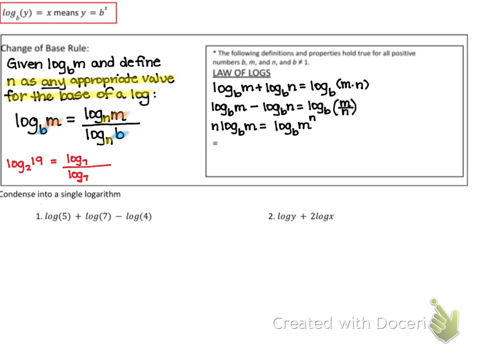So all you do is what was the base originally goes in the bottom, and what you were taking the logarithm of originally goes in the top. It's just a nice, neat little way to turn it into something else that you need.